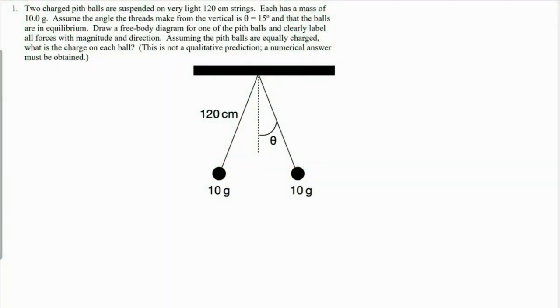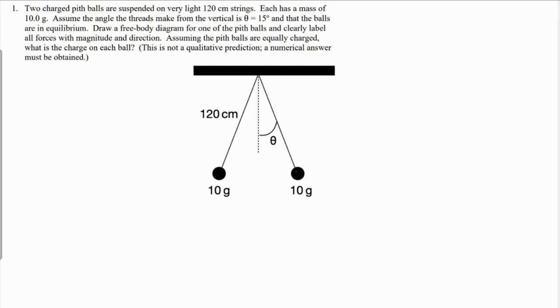Two charged pith balls are suspended on very light 120 centimeter strings. Each has a mass of 10 grams. Assume that the angle the thread makes with the vertical is 15 degrees and the balls are in equilibrium. Draw an FBD for one of the pith balls and clearly label all the forces with magnitude and direction. Assume that the pith balls are equally charged. What is the charge of the ball?